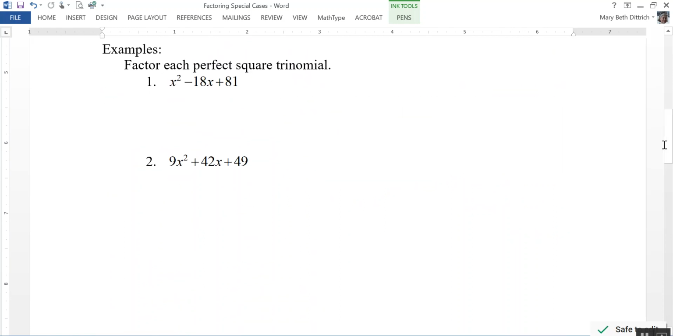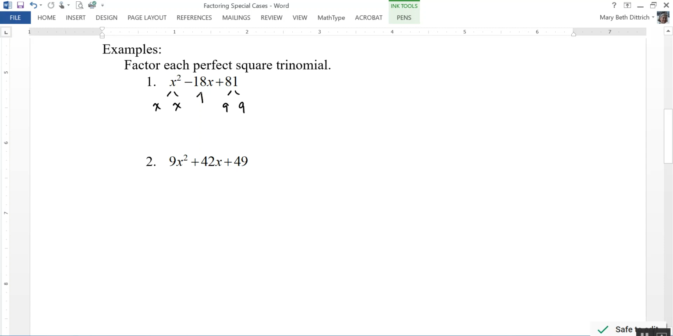Factor each perfect square trinomial. So first we have x squared minus 18x plus 81. Well, the first thing I notice is that my first term, x squared, is a perfect square. So that's kind of like a squared. My last term is also a perfect square. So that's kind of like b squared. Actually, this one is an x and an x. I'll go ahead and write that out. This is a 9 times a 9. So both of those are perfect squares.